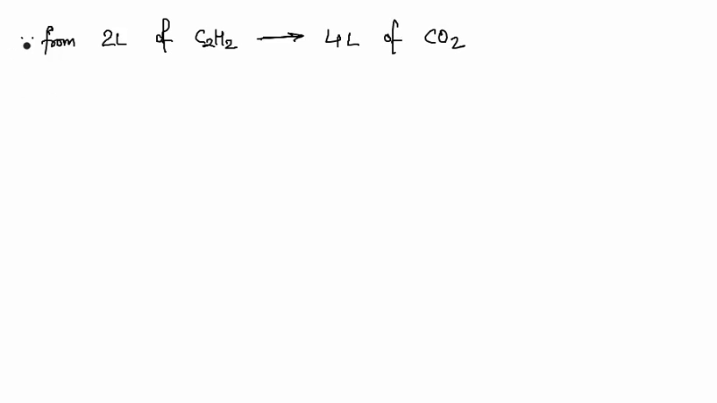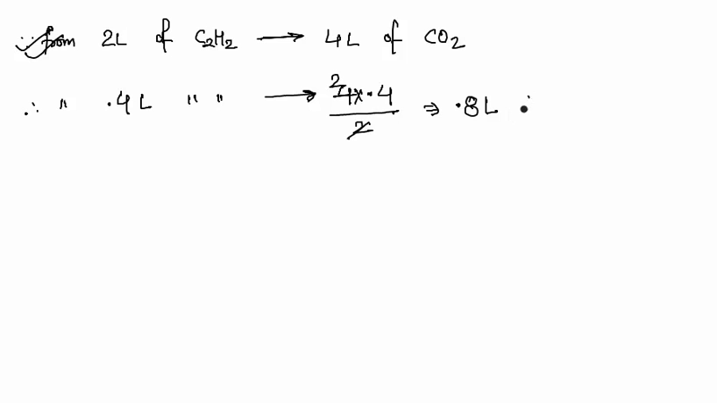This is the information we are getting from the stoichiometric coefficients. So from 0.4 liter of C2H2, how much carbon dioxide will be formed? It will be 4 into 0.4 upon 2, which equals 0.8 liter of CO2 formed in the complete reaction. I hope this point is clear.